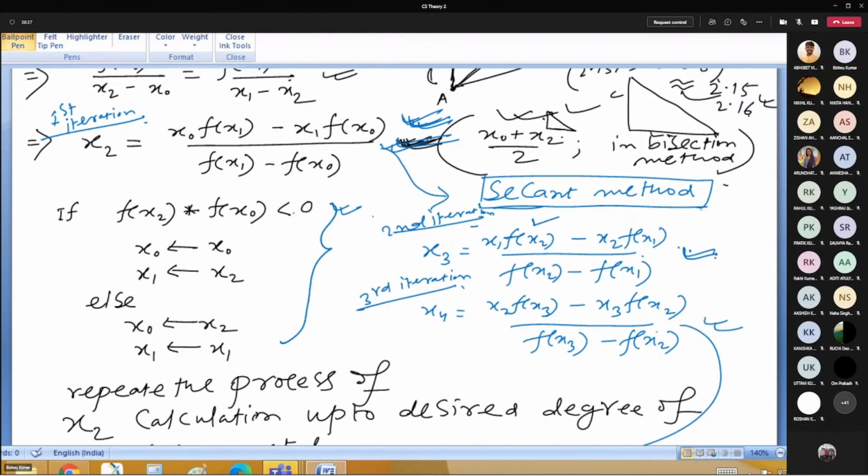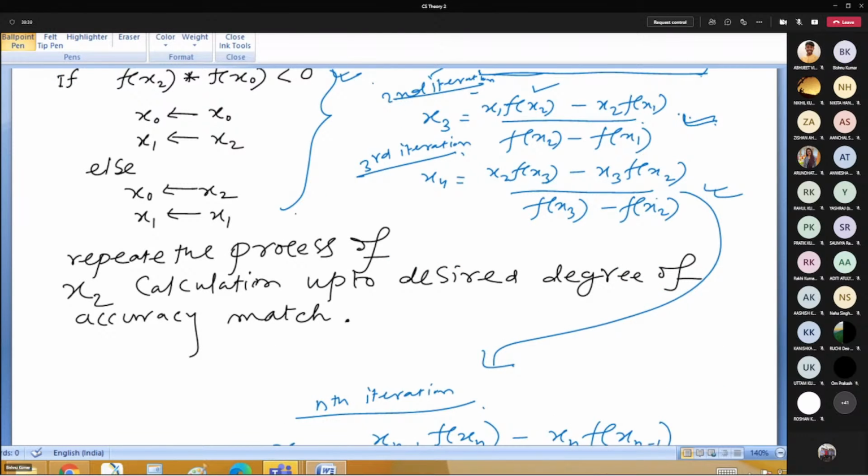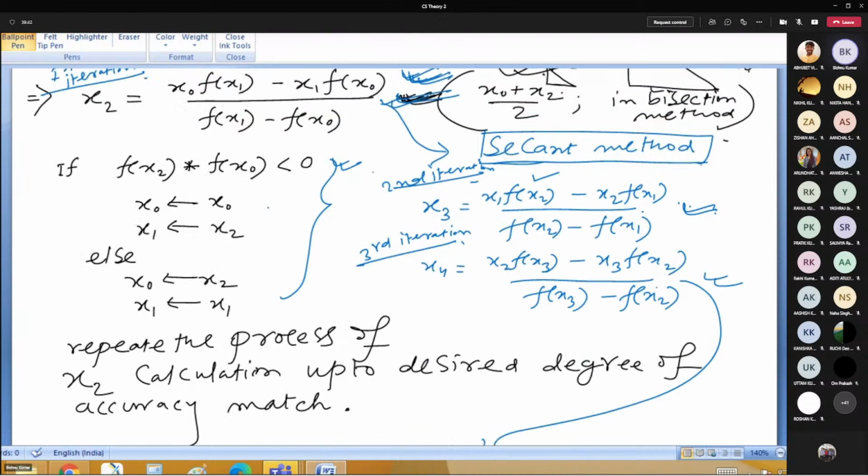Any query? In the regular false method, I told you it is superior to the bisection method. That is the advantage. If rate of convergence is asked, you should write 1.56 or approximately 1.6. The regular false method always converges. Always you will get the solution. But the secant method may not converge sometimes.